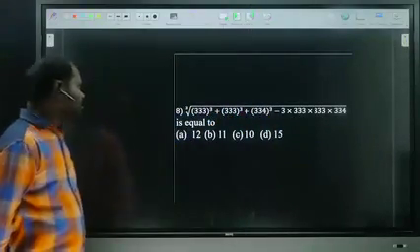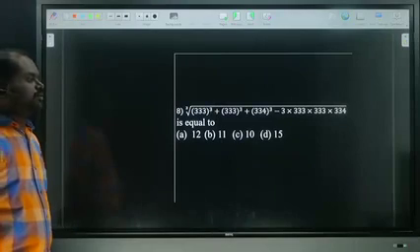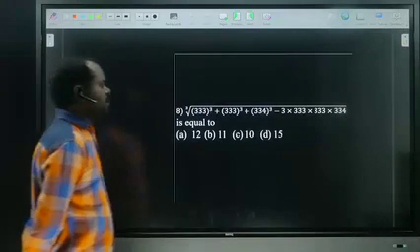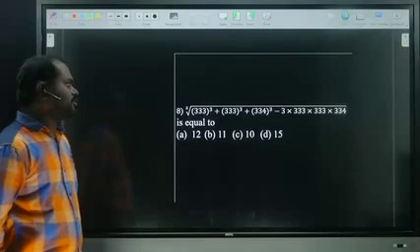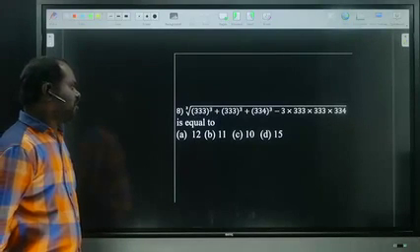Try this one. Cube root of 333 cube plus 333 cube plus 334 cube minus 3 into 333 into 333 into 334 is equal to?